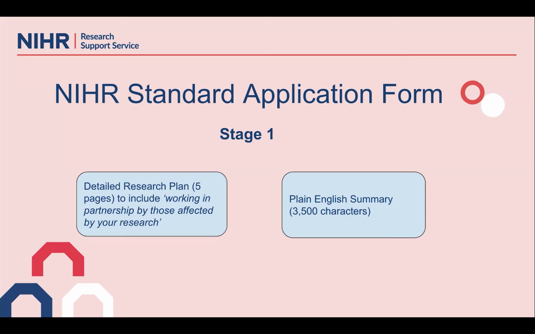So depending on the funding stream, there's normally a stage one, an outline, and a full submission. Within the outline or the stage one, you will be asked to submit a detailed research plan, which is 5 pages. And this is to include information about working in partnership with those affected by your research. And so what you would need to do is really embed some of the details and information about your PPI work into that research plan.